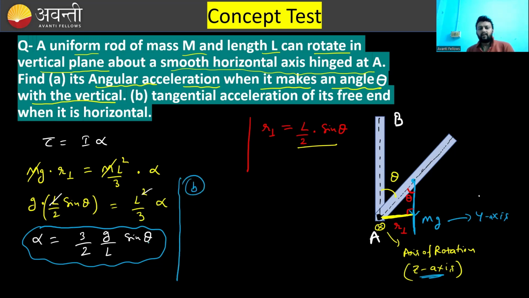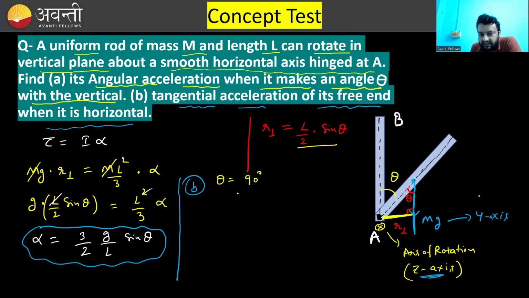It's not a big deal. The second part says: tangential acceleration of its free end when it is horizontal. So what you need to do? If the rod becomes horizontal, this is the rod. At this time, it is making an angle theta with the vertical. Now, if it becomes horizontal, then theta will be 90 degrees. So in this situation, theta will be 90 degrees.